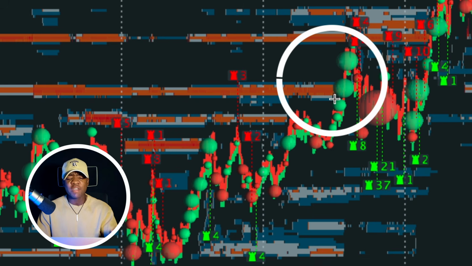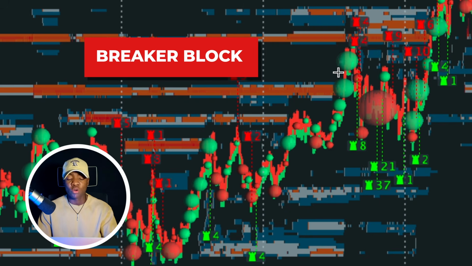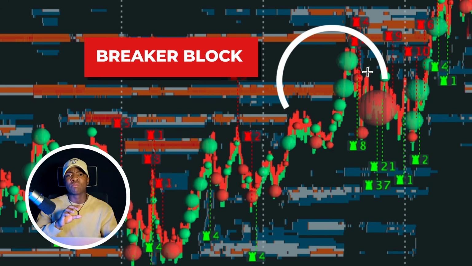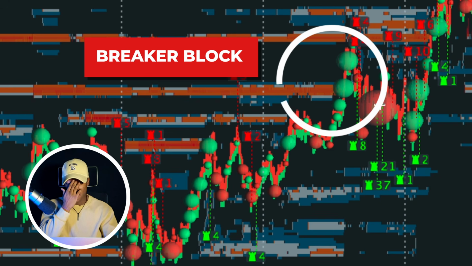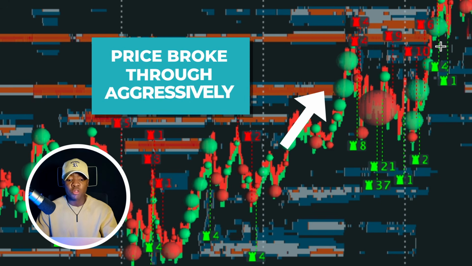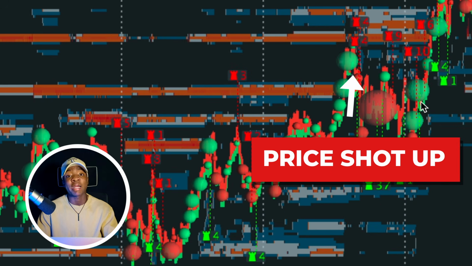For the mere fact that sellers were not able to defend this level, this then becomes what retail traders refer to as a breaker block, that block where price breaks through and then comes back and rejects from there. And as you can see, price broke through aggressively right here, then came back to the zone, retested it, and then went back up.